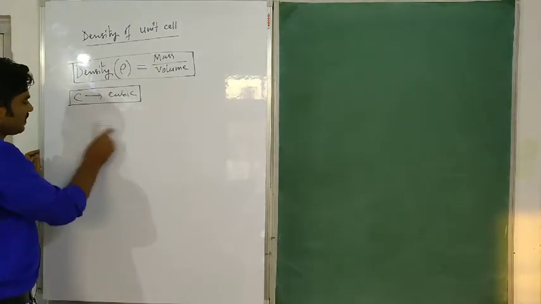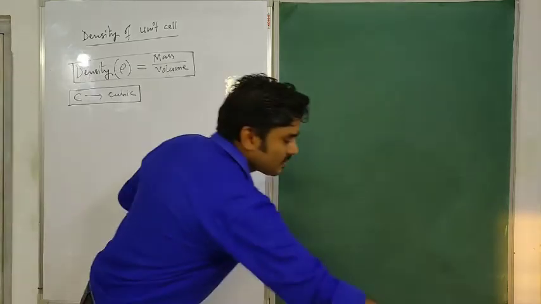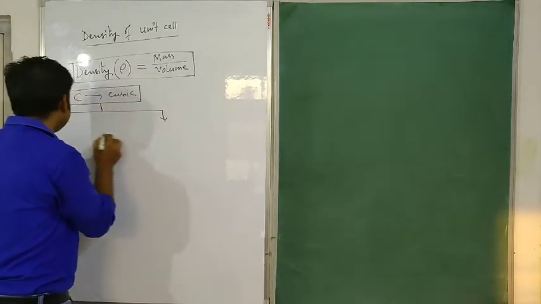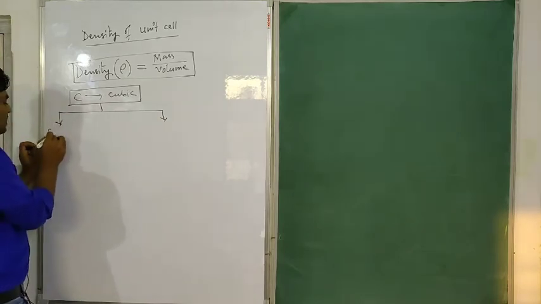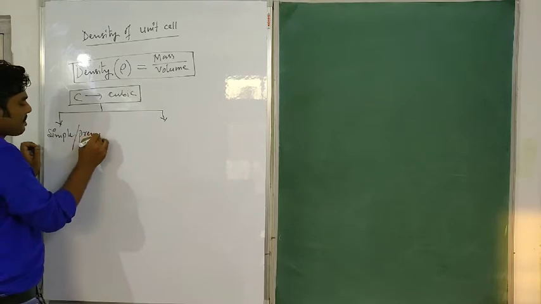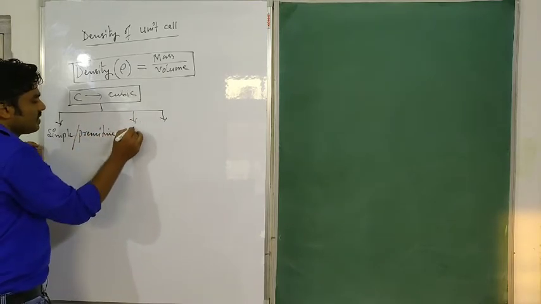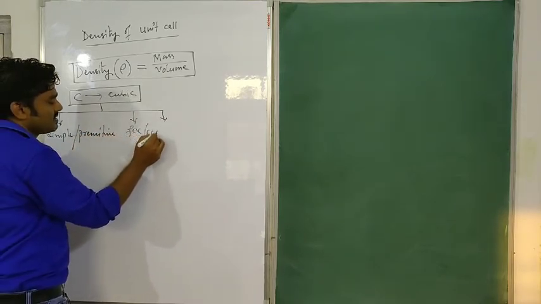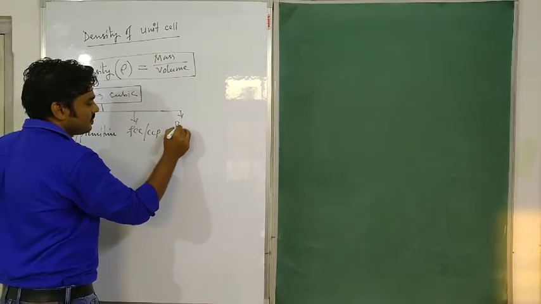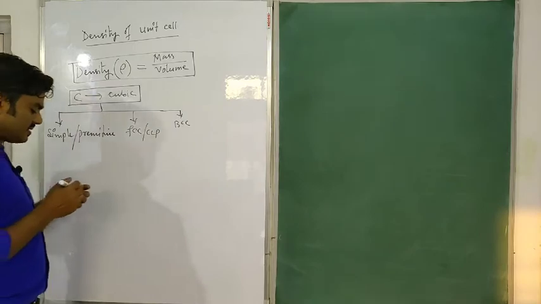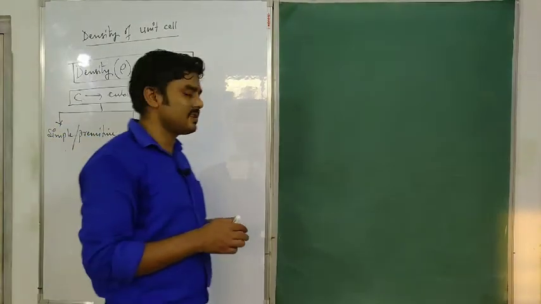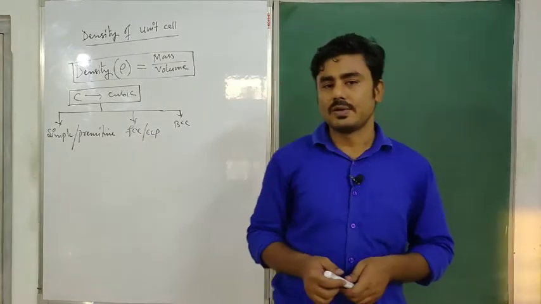Okay. So again, cubic unit cells are of 3 types, as you already know. One is simple, or it is called the primitive, and the next is called your FCC or CCP, and the last one is your BCC. Here FCC means face centered cubic, CCP means cubic close packing, and BCC means body centered cubic.